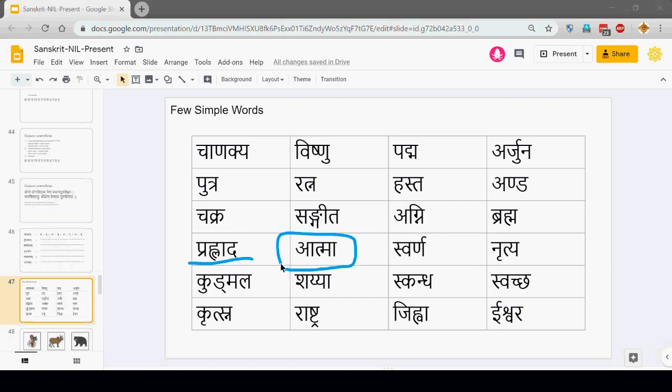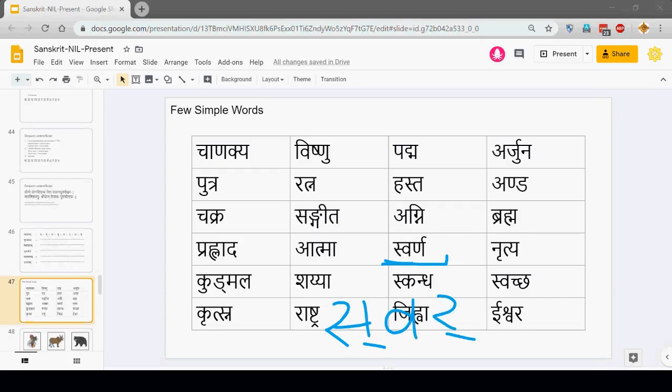Okay, next one. Atma. We saw that before. Atma is soul. And the meaning of Brahma is something big. Okay. Swarna. So here again a hook is there. There are two conjunct parts here. Sa and va, and then ra is the first part because there is a hook. The hook always comes first here, top to bottom. Ra, swar, and na. Swarna means gold.